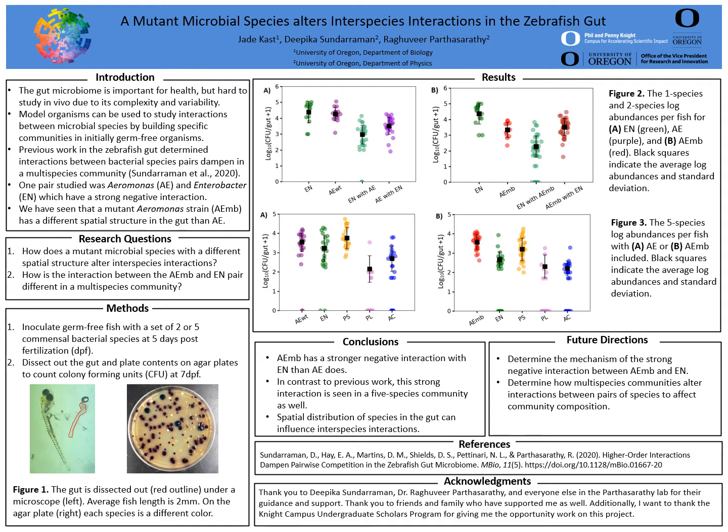One pair they studied was with the species Aeromonas, abbreviated as AE, and Enterobacter, abbreviated as EN. And they found a strong negative interaction where the presence of Aeromonas decreases the abundance of Enterobacter.